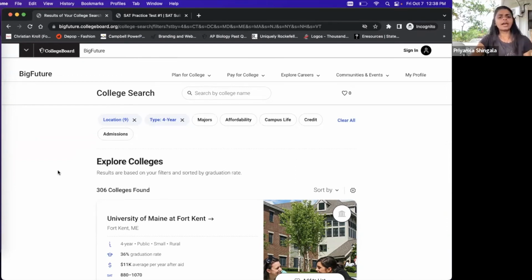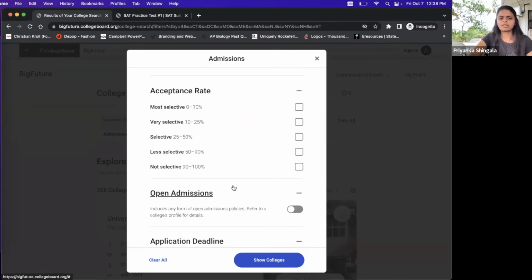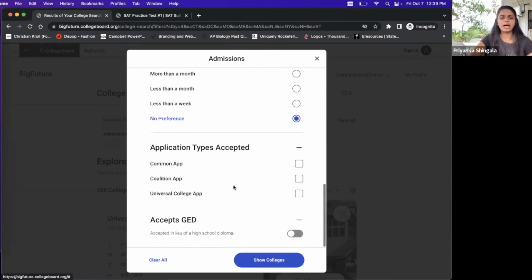So that could be by location, that could be the type of university, public, private, or for special mission, for example, like a Christian university, or historically Black university, that kind of thing. You could pick by majors, by affordability, meaning does this university usually help out with financial aid? You can pick campus life stuff, so what size of campus do you want, in the city, and so on. Admissions category basically says, okay, how competitive of a university would you like? Some have a 10% acceptance rate, 10 to 25%, 25 to 50, and so on.